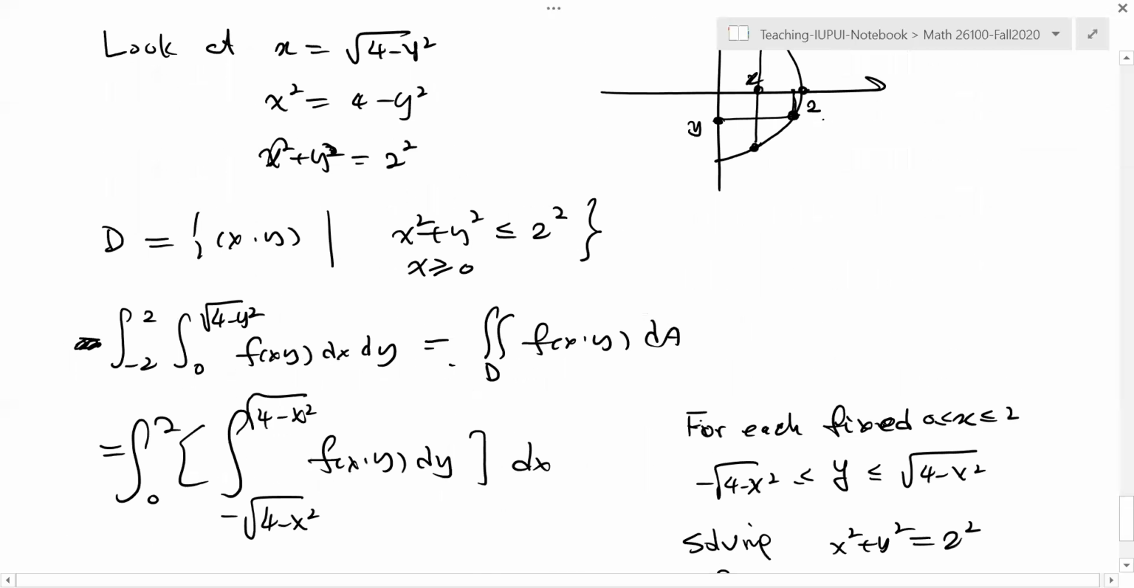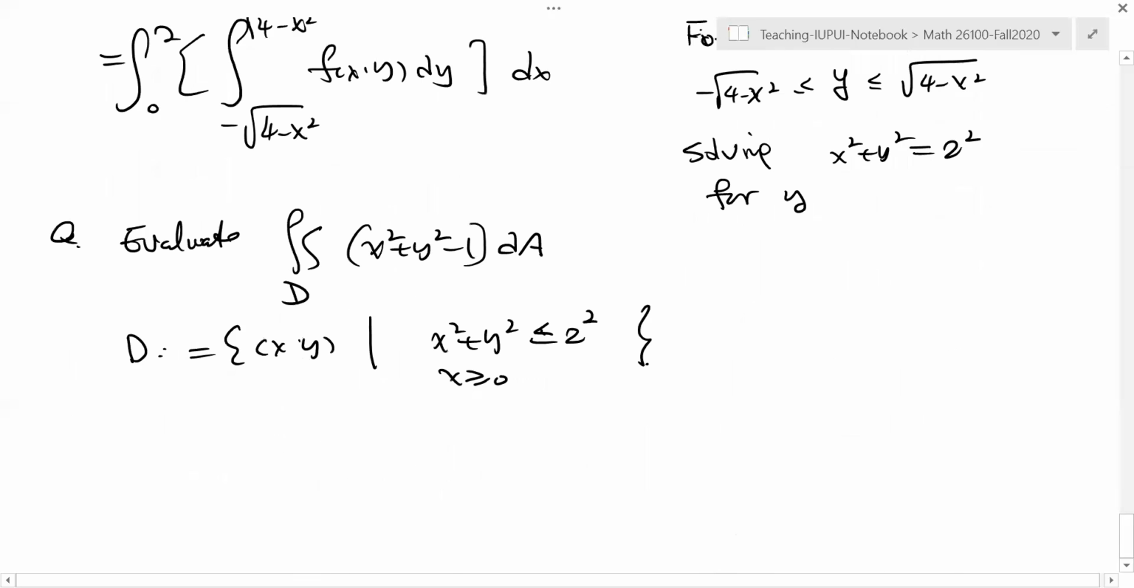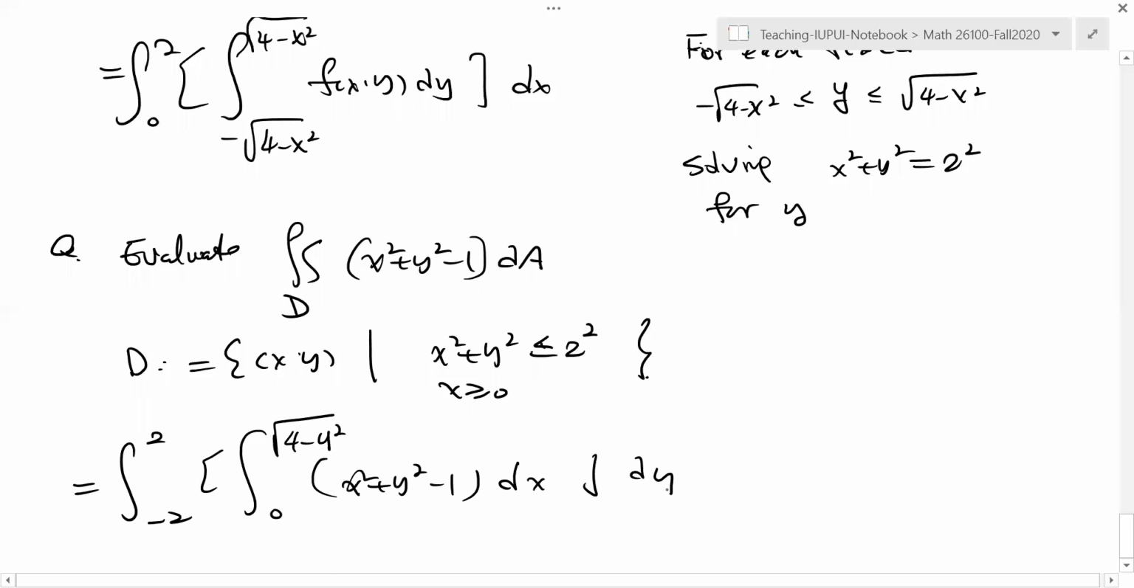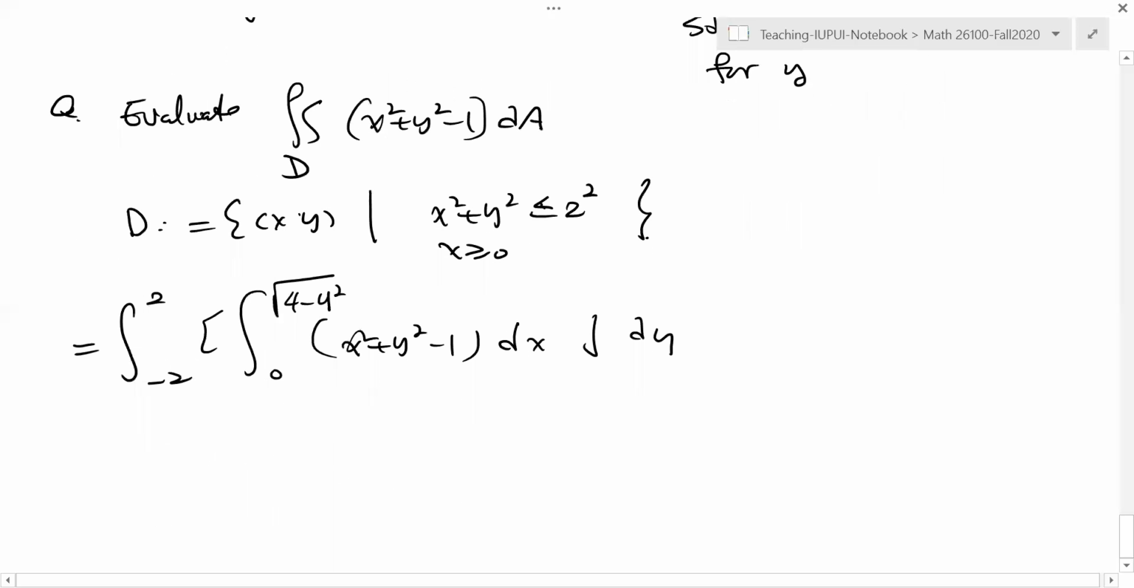I think both work. The first one is the iterative integral, where y is from -2 to +2, and x is from 0 to square root of 4 minus y squared, of x squared plus y squared minus 1, dx dy. That's what we got here at the very beginning. All right, so now let's see if we can evaluate. Otherwise, we stop.